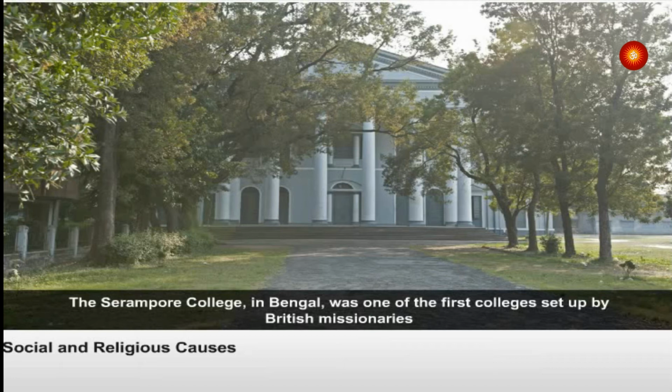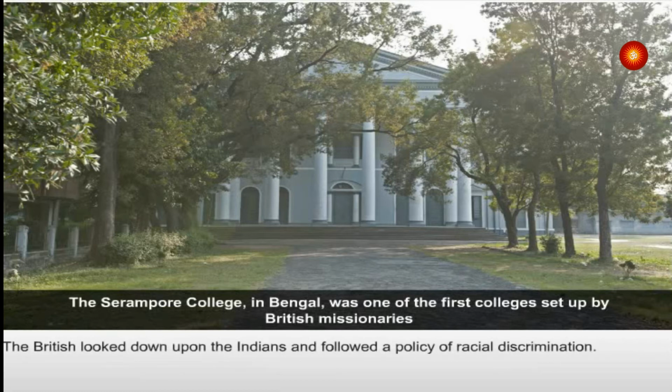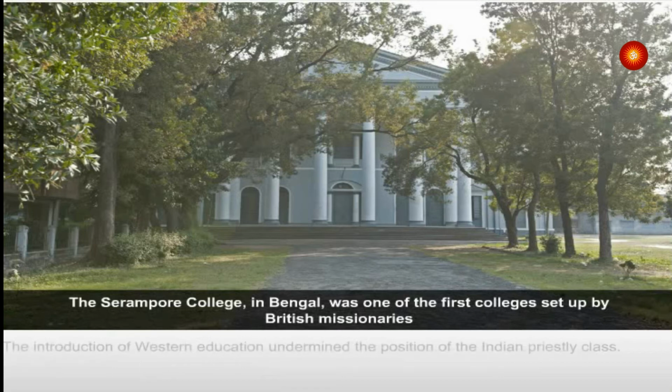Social and religious causes. The orthodox sections of the society deeply resented social reforms such as the abolition of sati and the Widow Remarriage Act. The British looked down upon the Indians and followed a policy of racial discrimination. The Indians felt threatened by the activities of the Christian missionaries who tried to convert people. The introduction of Western education undermined the position of the Indian priestly class.